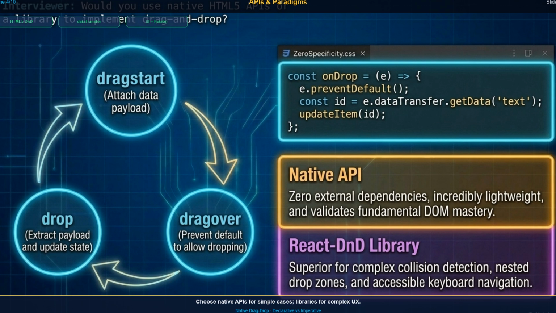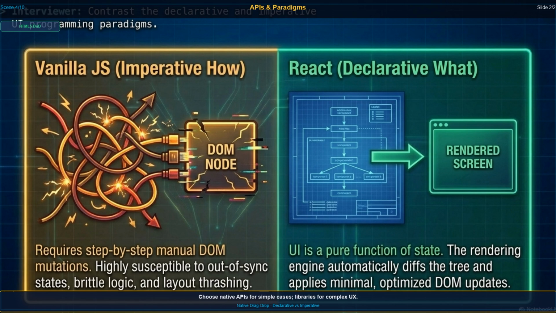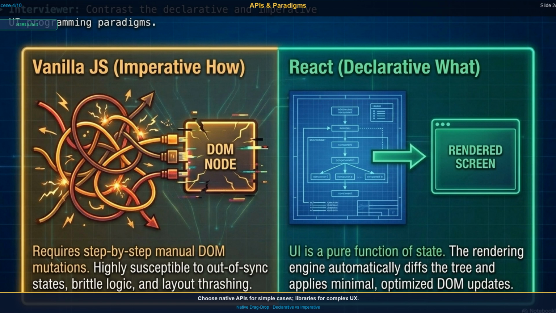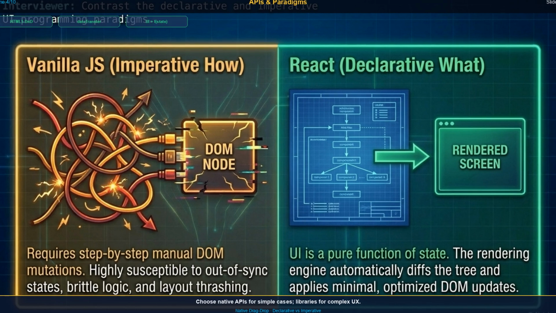Know both paths and explain the trade-off out loud. Then the paradigm question every senior loop includes: contrast declarative and imperative UI programming. Vanilla JavaScript is imperative, step-by-step manual DOM mutations. You grab a node, change its text, append a child, toggle a class. Highly susceptible to out-of-sync state, brittle conditional logic, and layout thrashing when reads and writes interleave.